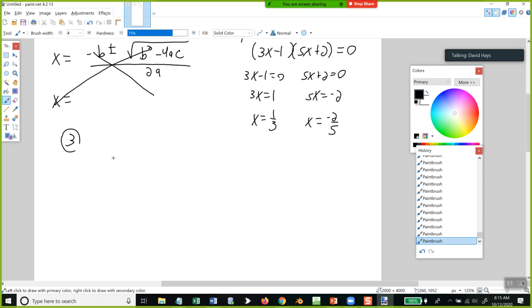So step 3, build a table of intervals. You want your smallest one first. So we'll put the negative over here and a positive over here. Remember, this splits it up into intervals. Clear over here is negative infinity. Clear over here is positive infinity.